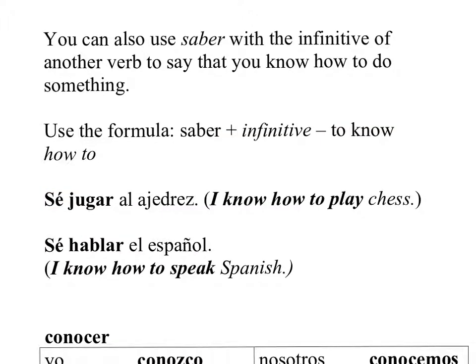You can also use saber with the infinitive of another verb to say that you know how to do something. You use the formula saber plus infinitive to know how to. For example, sé jugar al ajedrez. I know how to play chess. We can see the verb saber with the infinitive jugar to say, I know how to play.